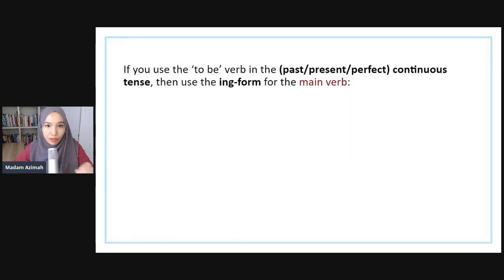If you use the to be verb in the past, present, or perfect continuous tense, okay, some words there for you to digest, then use the ing form for the main verb. Just now in the previous slide, I said if the main verb is is, was, and were, then we don't need the second verb. But for this one, if we're using a different kind of tense, then the main verb to use there is the ing form.